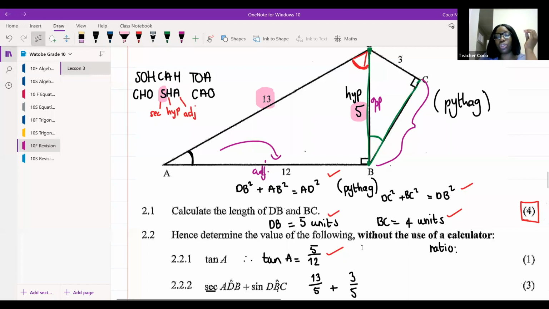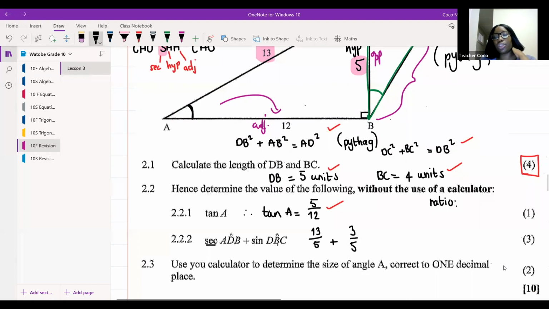And then what we can do over here is we just need to add our 2 fractions. Now they have the same denominator, so I'm just going to add the tops. This is going to be equal to 13 plus 3, which is 16 over 5.